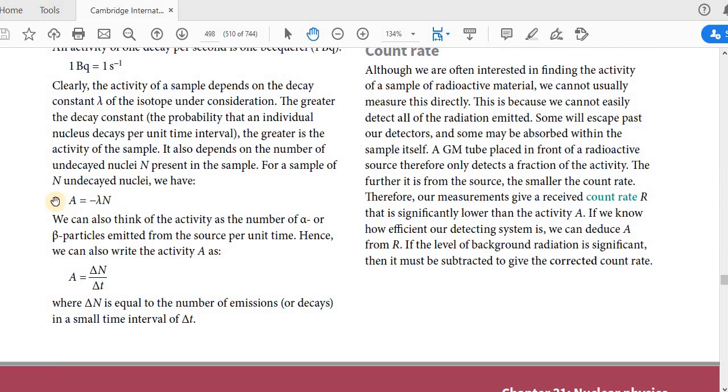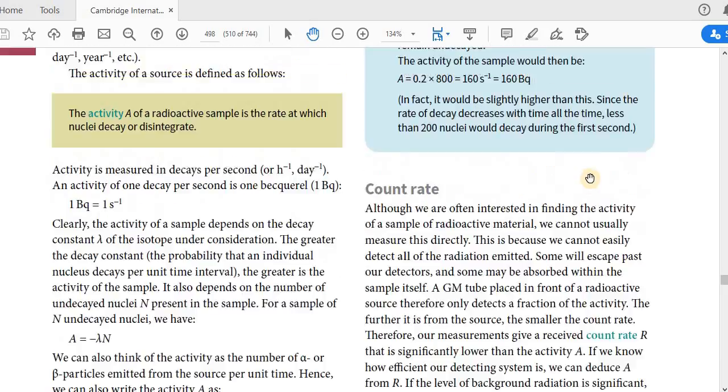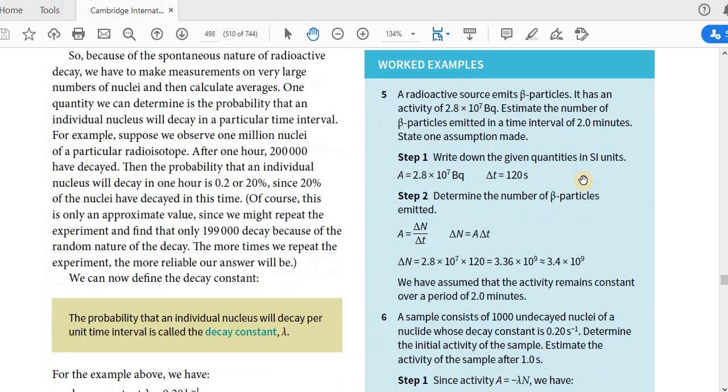So you have two equations. One is this and the other is this for activity. You can note these two down. In the exam, they can test you on these equations and they can ask you what is activity, what is lambda. So to understand this better, let's go through two examples.